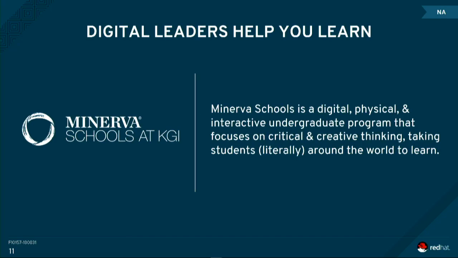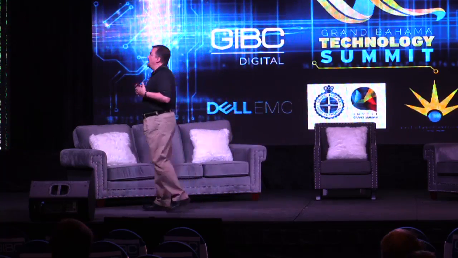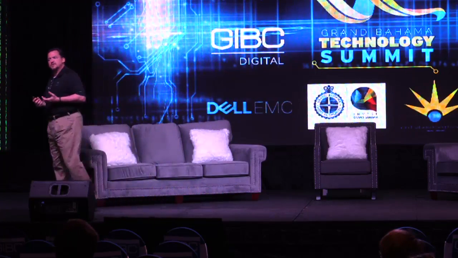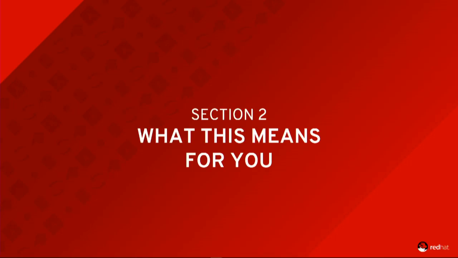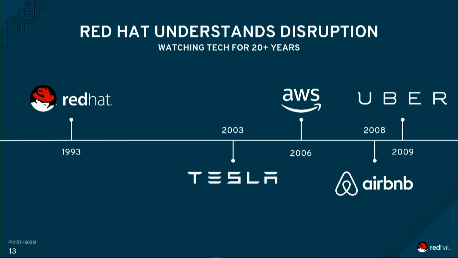I was really impressed when I heard the Prime Minister talk about what you're doing around education. So I wanted to bring up Minerva Schools, a school that is actually adopting digital transformation to try to make their educational process better, more effective, and more engaging around the world, more available as well. So what does this mean to you?